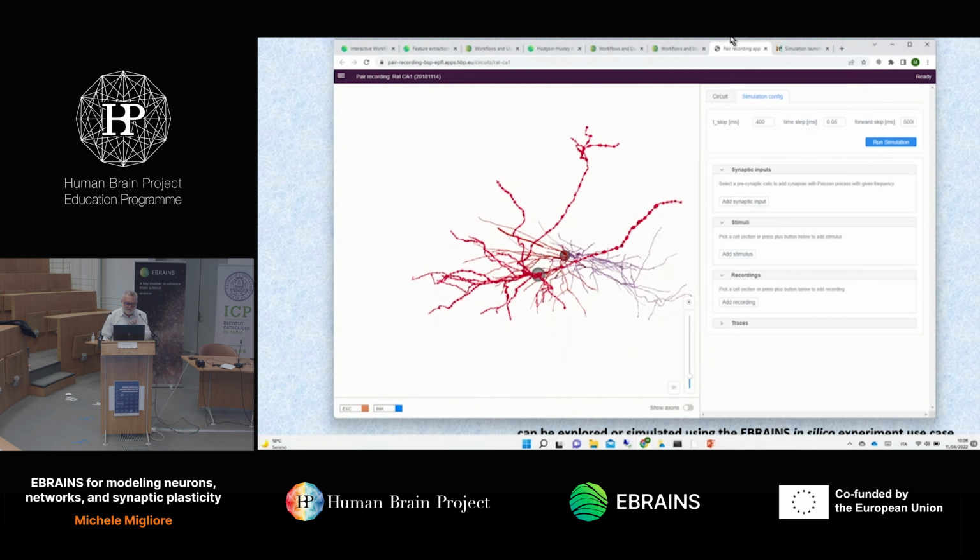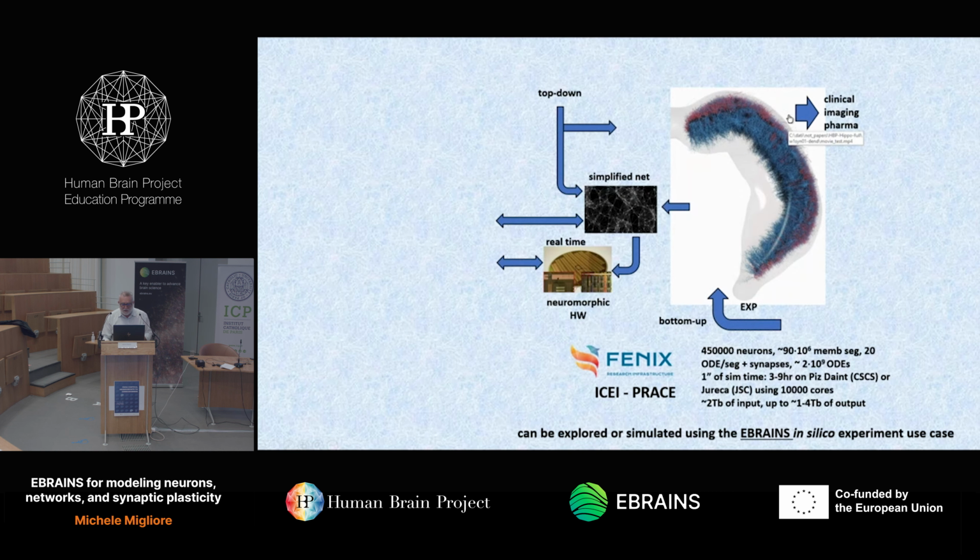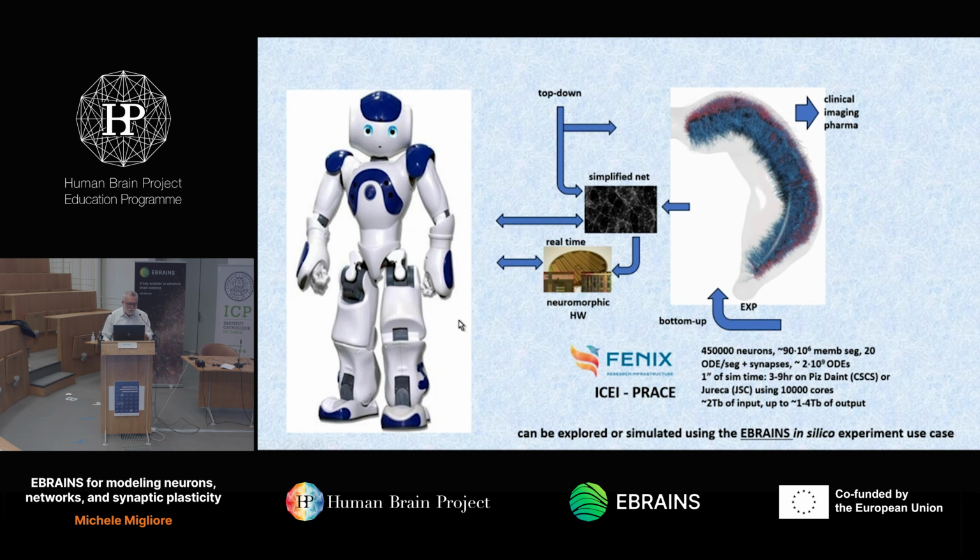So I can do the in silico experiment, okay? And of course, the idea is to connect it to everything and to do the closed loop simulations. And of course, if I have the entire hippocampus, I can do my robot doing everything I want. But we don't need the entire hippocampus. I showed you before that we need single cell.